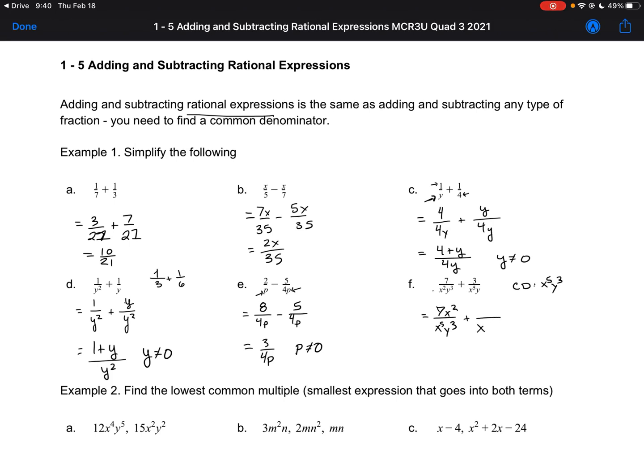In my second fraction, to get to that new common denominator, I had to multiply the bottom by y^2. That means that I need to multiply the top by y^2 as well. Now I have two equivalent fractions with the same denominator. I can add them together, rewrite with one denominator, and then state my restrictions that x can't equal 0 and y can't equal 0.